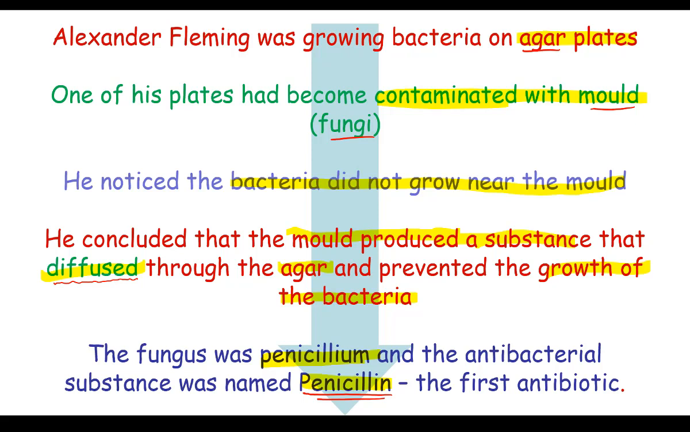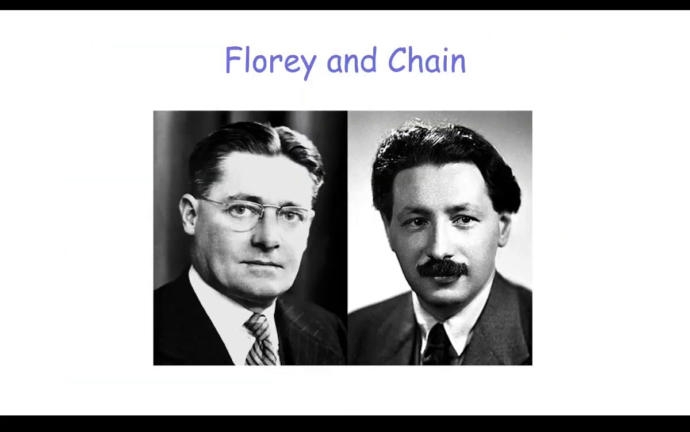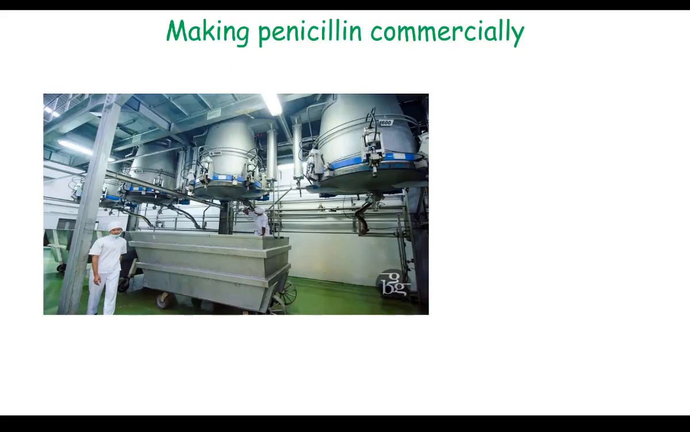Now, that was Fleming's contribution to it, but it wasn't until much later that they were actually able to purify penicillin and put it into tablet form so that it could be used to treat diseases. It was these two guys, Florey and Chain, who were actually able to isolate and purify the penicillin so that it could be produced on a larger scale. And this is the process that's in place now.